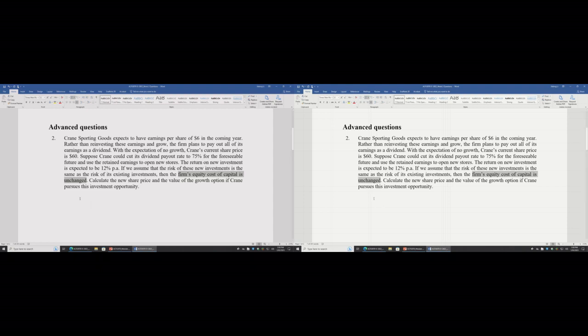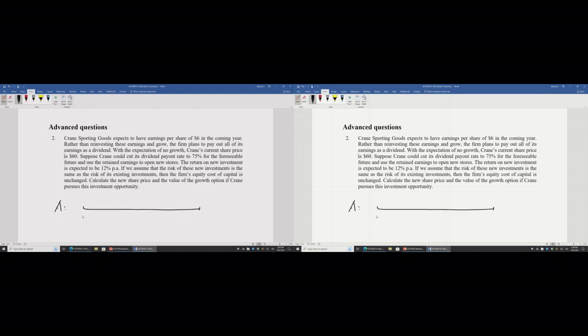Right. Okay, so probably we can work on it together. Let's look at the first plan. Let's have plan A. Plan A, no retained earnings, and every period you're going to receive $6 as dividends. Right, $6 as dividends. Because the earnings will be $6 and you pay all of the earnings until the end.